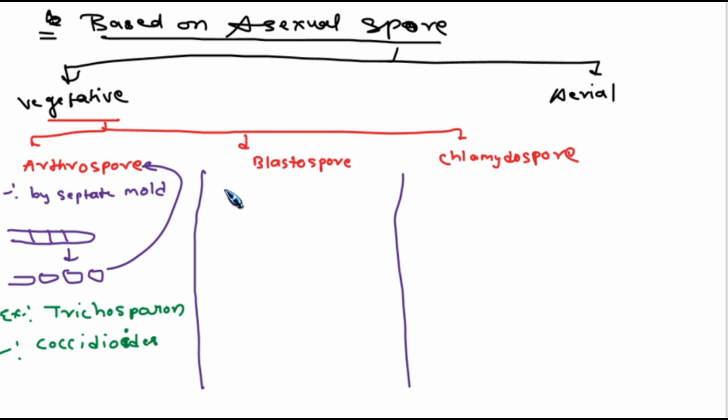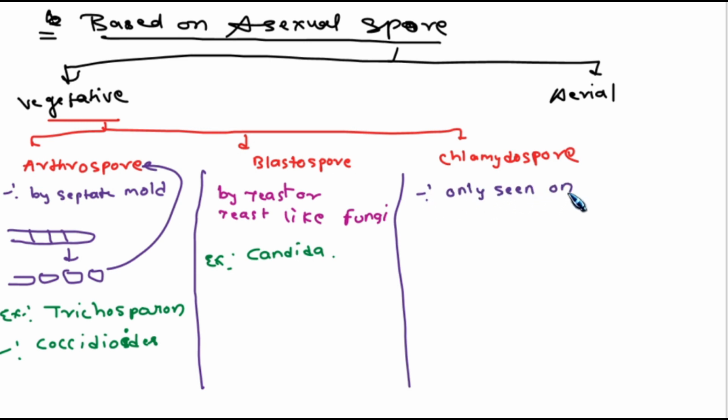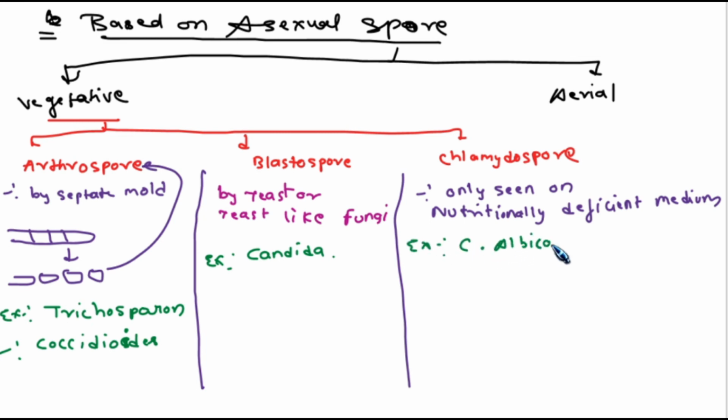The next one is blastospore. Blastospores are formed by yeast or yeast-like fungi, and the example is Candida. The next one is chlamydospore. Chlamydospores are only formed on nutritionally deficient media. Examples of chlamydospore are Candida albicans and Candida dubliniensis.